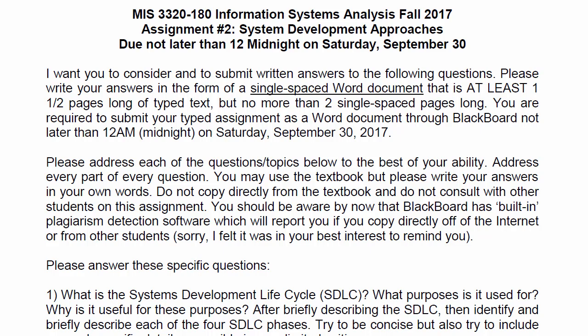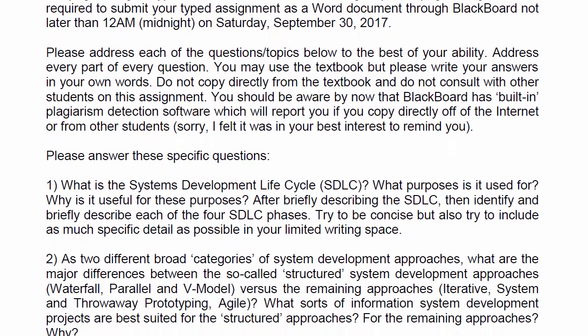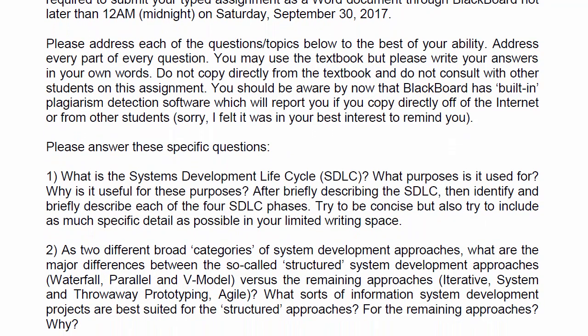I want you to address these 2 questions, but each question has several parts. The first one, which mostly comes from Chapter 1, is just an overview of the system development lifecycle. What is it? What is a system development lifecycle? What is the purpose or purposes that it is used for? Why is it suited for these purposes? What does it contribute or help for these purposes?